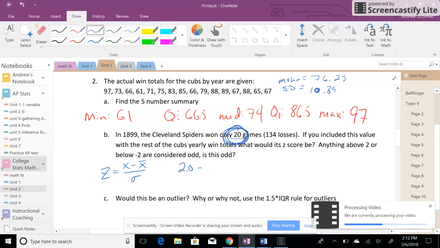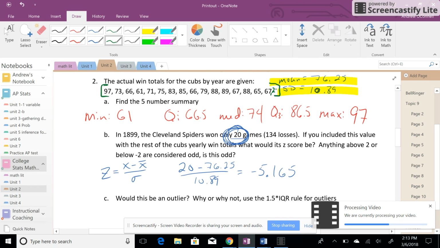So if I'm finding a z-score, 20 minus the mean and 10.89, do the subtraction and divide. Should have gotten something like 5.165. If you did not use these two, then you would have gotten something else. So the other way you could have done that is recalculate the mean and standard deviation, but then just put 20 at the end of that.